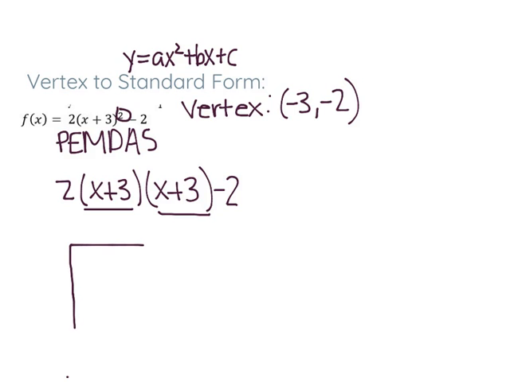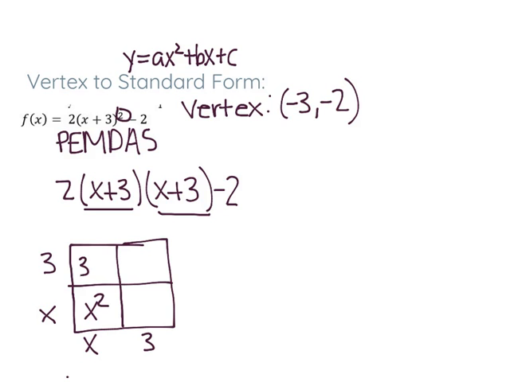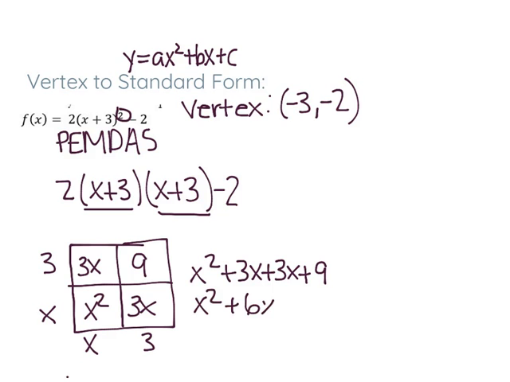And if you remember back to Algebra 1, we used a box in order to be able to do this. And we put x and 3 and x and 3 on both sides. So we got x squared, 3x, 3x, and 9. And when we simplify this, we got x squared plus 3x plus 3x plus 9. And that was x squared plus 6x plus 9.